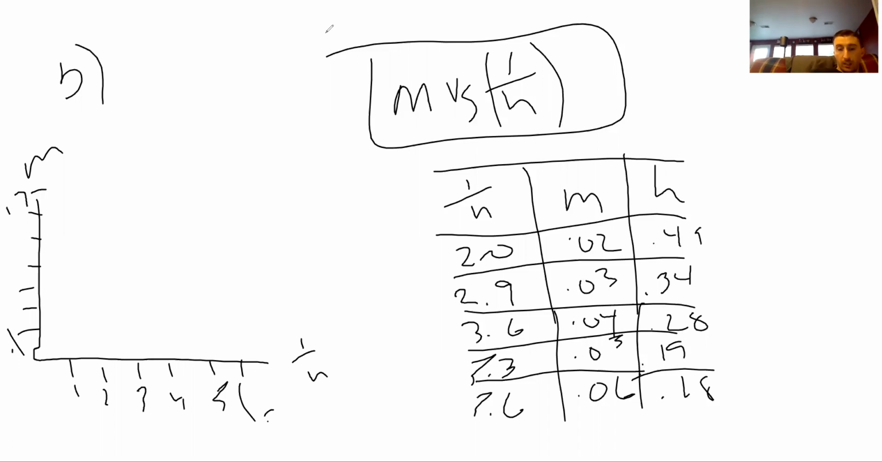If I look here, I got 2, and mass is 0.2, so I go here, up. What's next? 2.9, so almost 3, and I got 3. Next is 3.6, so halfway, and 0.4. Then 5.3 and 0.05, and then 5.6 and 0.6. So I can draw my best fit line. As you can see, linearized.